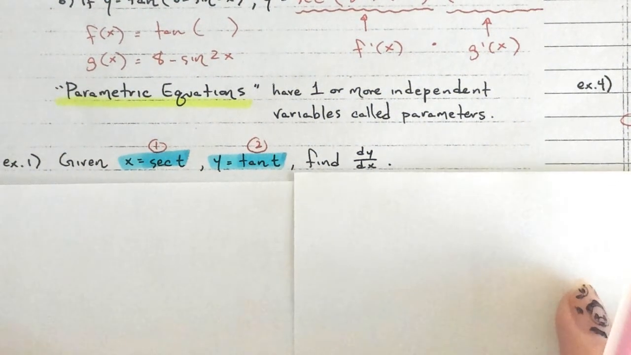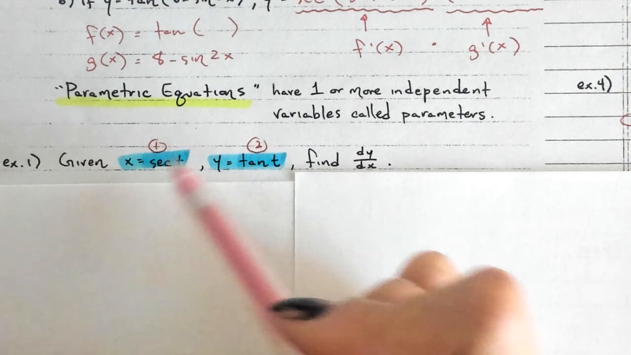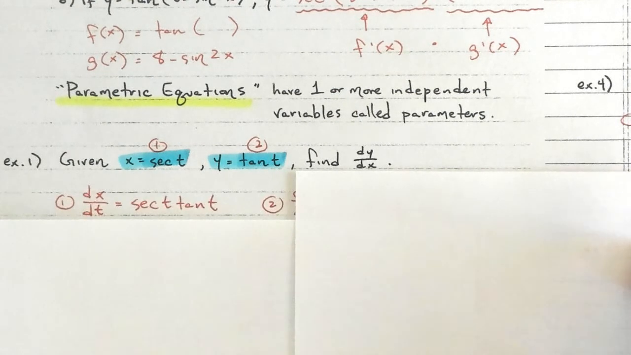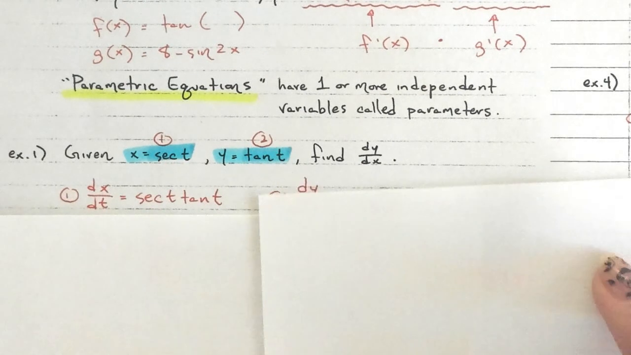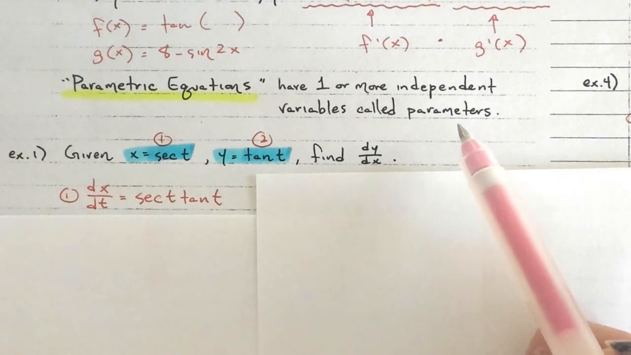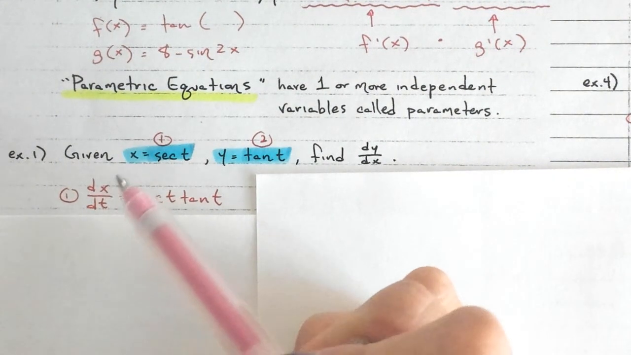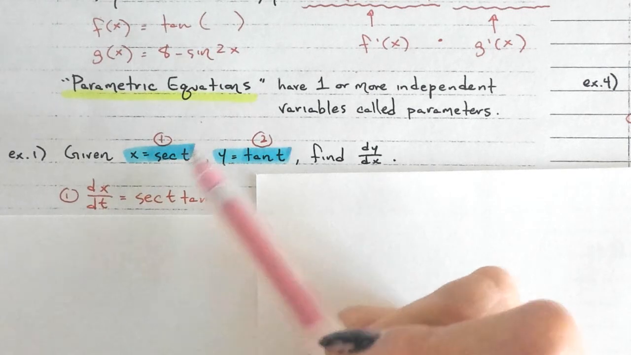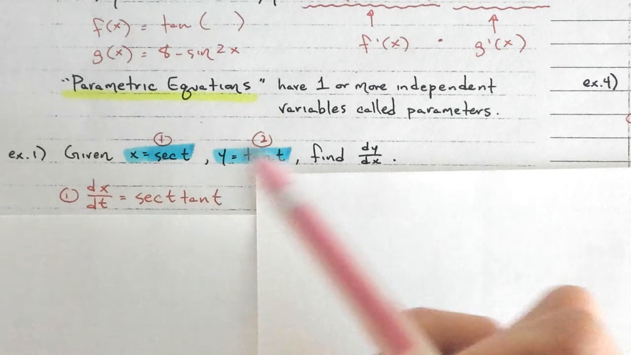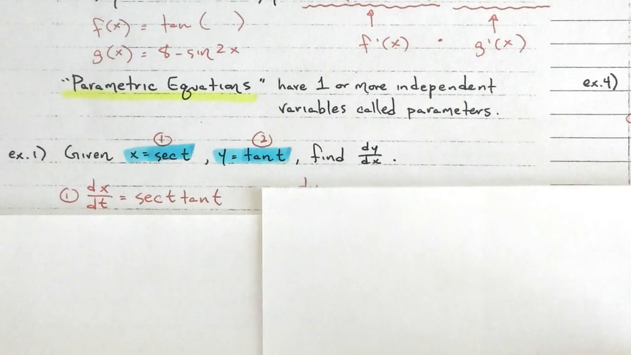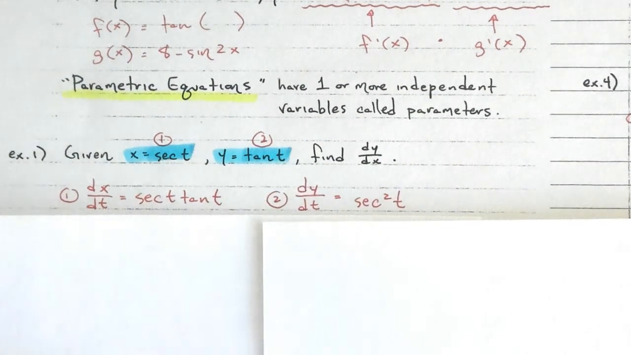So we're going to first find, again, the derivative of x in terms of t. What is the derivative of secant? You're supposed to know that by now. It is secant tangent. All right, so we got that part. And then I write it in this way. For parametric equations, you really want to write it as dx over dt, derivative of x in terms of t, right? Because your independent variable is t. And then what's the derivative of tangent? Well, it's secant squared. So dy over dt is secant squared t.